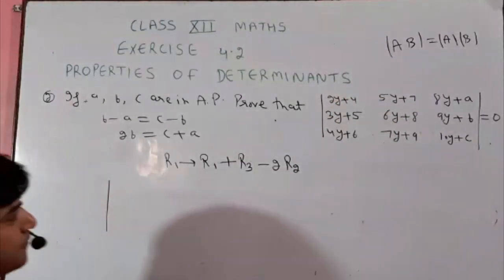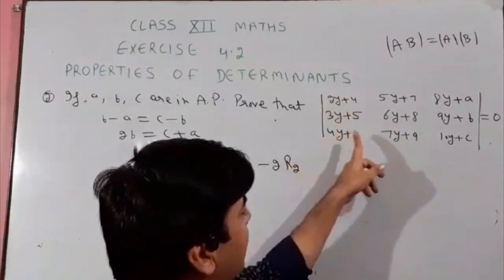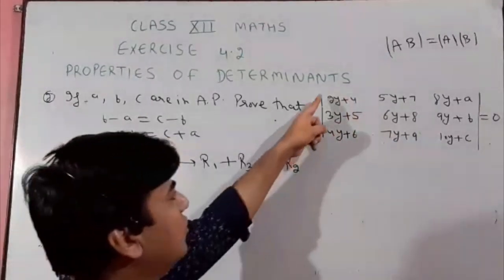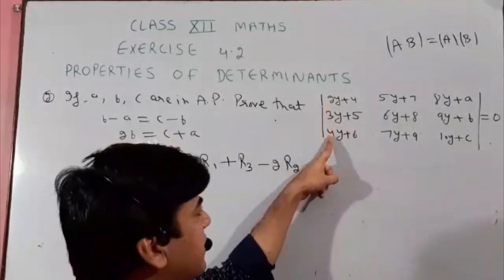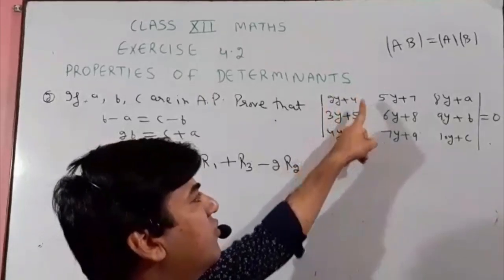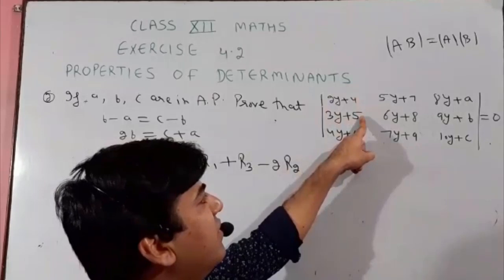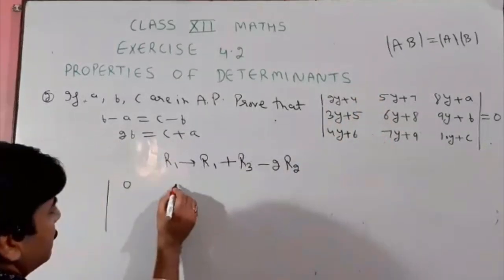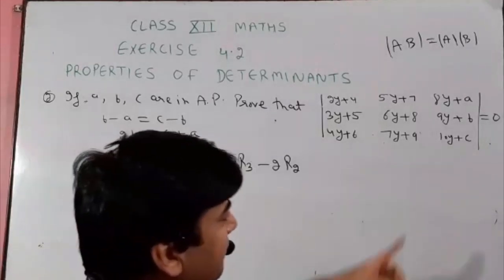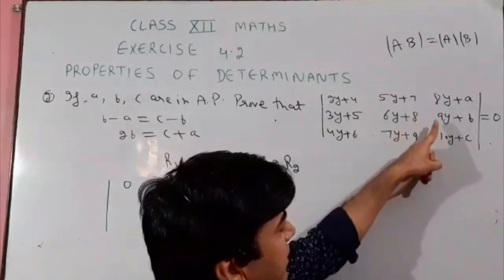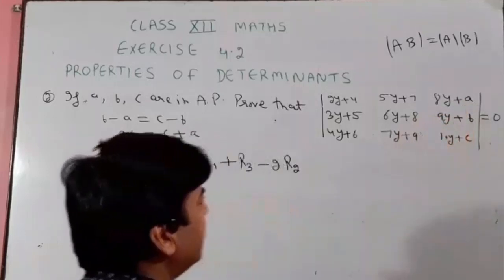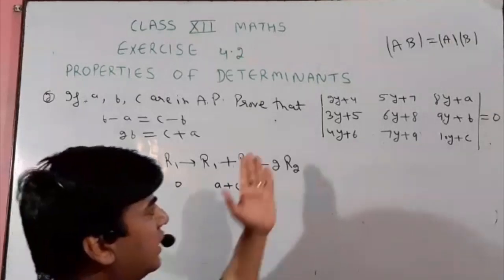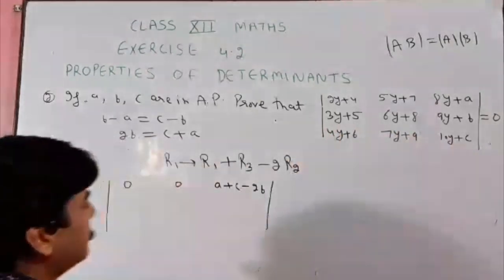What you will get? 2 plus 4, 6 minus 2 times of this is equal to 0, because 2 plus 4 is 6 and 3 2s are 6. 4 plus 6 is 10 and 5 2s are 10. Similarly, 5 plus 7 minus 2 times this is 0, and 8 plus 10 is 18, 9 2s are 18. Here A plus C and twice B is minus 2B. The other two rows will remain same.